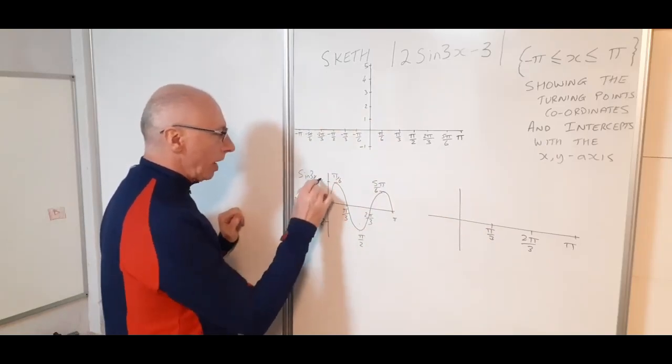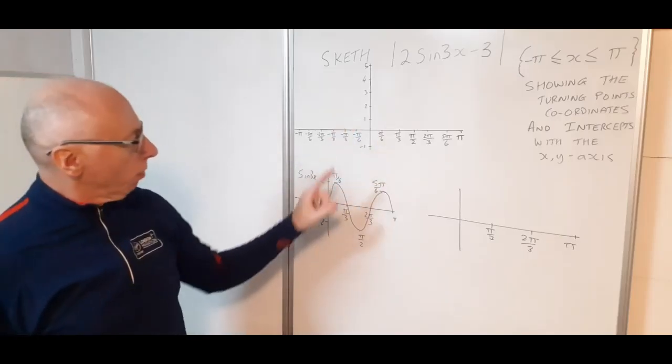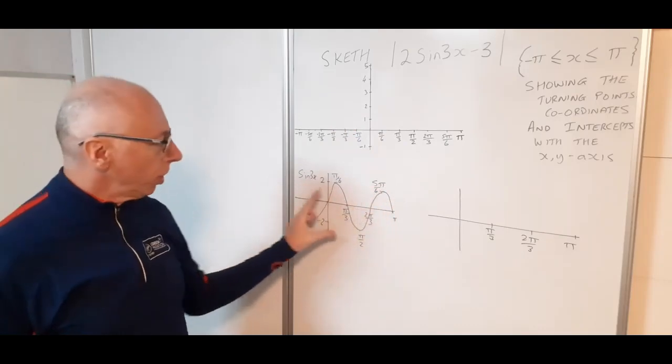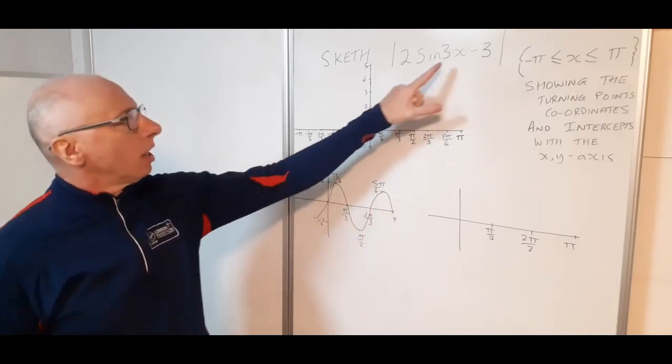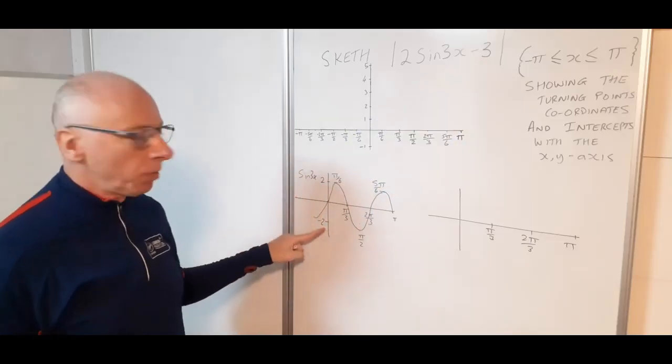Got minus 2 and plus 2. Okay, so now what I'm going to do with that, that's the easiest one to do in terms of my sketch. I now need to subtract 3. So now what I'm going to do is just subtract 3 from all of these.